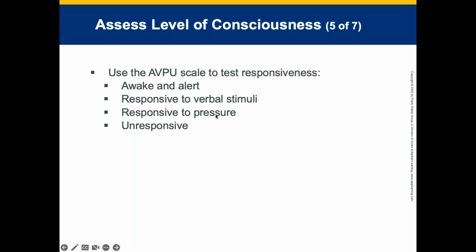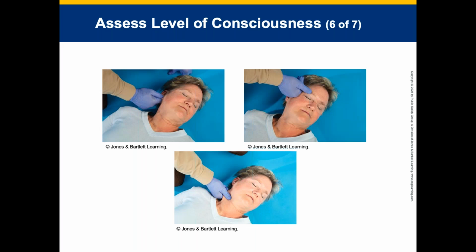Utilizing our AVPU scale to test the responsiveness based on the following criteria. Are they awake and alert, response to verbal stimuli, response to painful or pressure, or unresponsive? We have to make that check. So this figure here shows the appropriate methods of gauging a patient's responsiveness to pressure stimuli. Gently but firmly pinch the patient's earlobe. Press on the bone above the eye. Keep in mind, if they got raccoon eyes, don't push on that side.